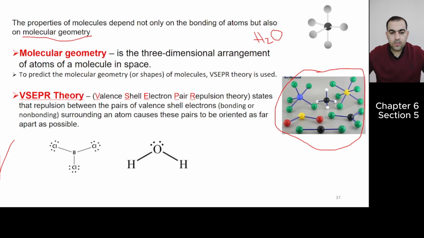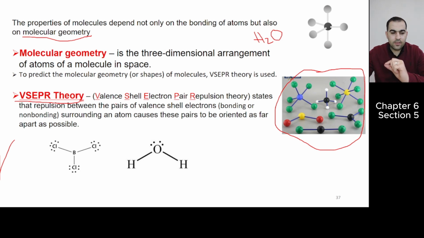So to study molecular geometry, what do we use? VSEPR theory. This is a theory we use to predict the molecular geometry. So what is VSEPR theory? Valence shell electron pair repulsion theory. So what does it mean?